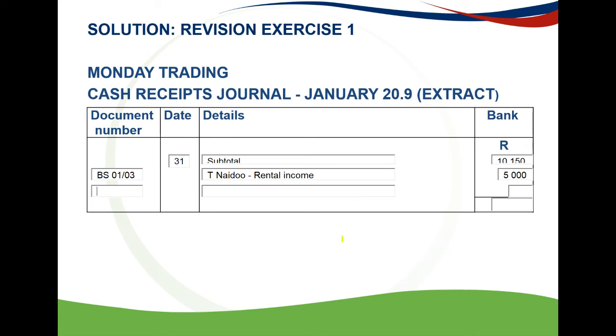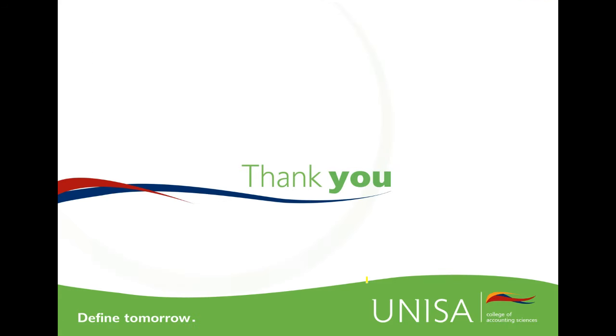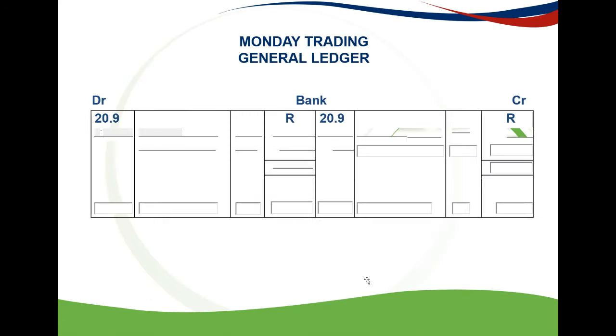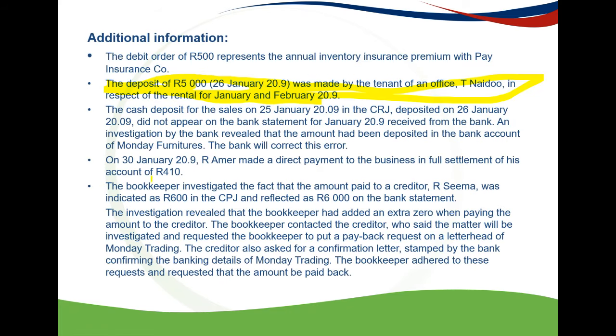Then we have also, if I can remember correctly, we said from the information that on 30 January, R. Aimer made a direct payment to the business in full settlement of his account of 410. Okay. Let's just check on the bank statement.